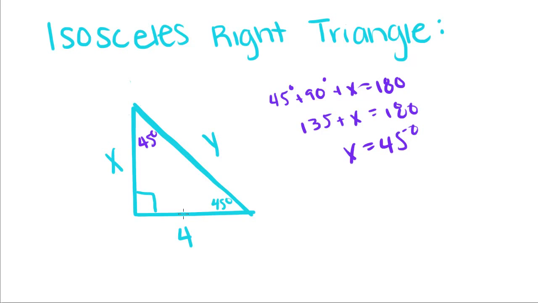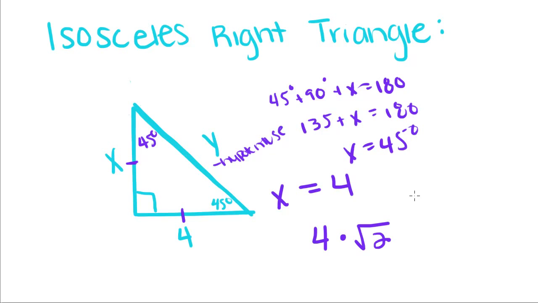So that means that, and we know that this is an isosceles right triangle, that this is congruent to this. So that means that side x is equal to 4, and we're trying to find what y is equal to, and y is the hypotenuse. So we follow our rule and we take 4 and multiply it by the square root of 2 to get the length of y. So y equals 4 square roots of 2.